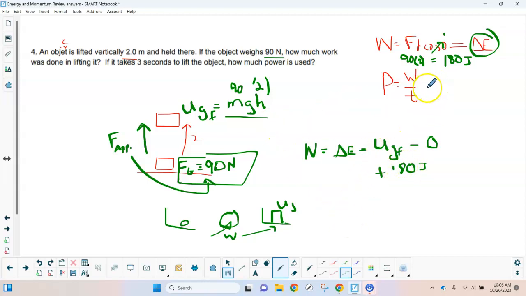For the second part, you're just going to take the energy or the work that was changed, and that would be 180. And you're going to divide it by the time that it takes for that to happen. So it was 3 seconds. So if you divide 180 by 3, you just get 60, which is a fairly easy number to calculate. So that's why I picked that.